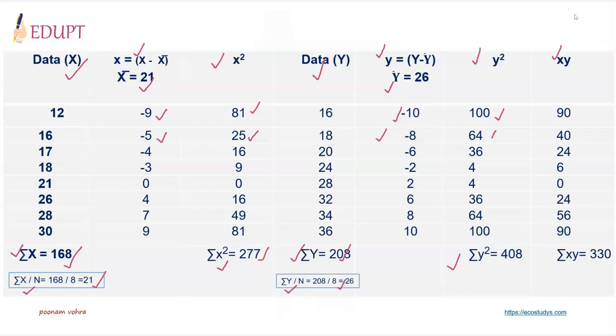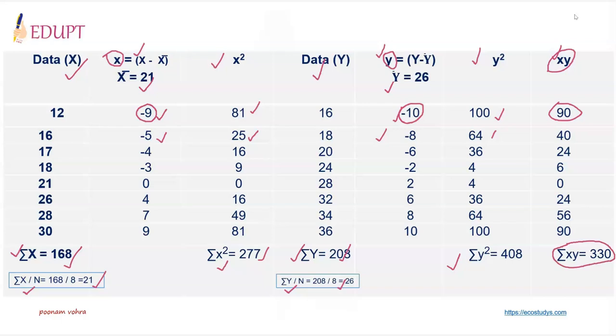And finally, multiply the deviations of x and deviations of y, which is xy. That means you need to multiply minus 9 into minus 10 and you get 90. Similarly, you need to find it for all the deviations of x and y. And finally, have a summation of xy, which is 330.